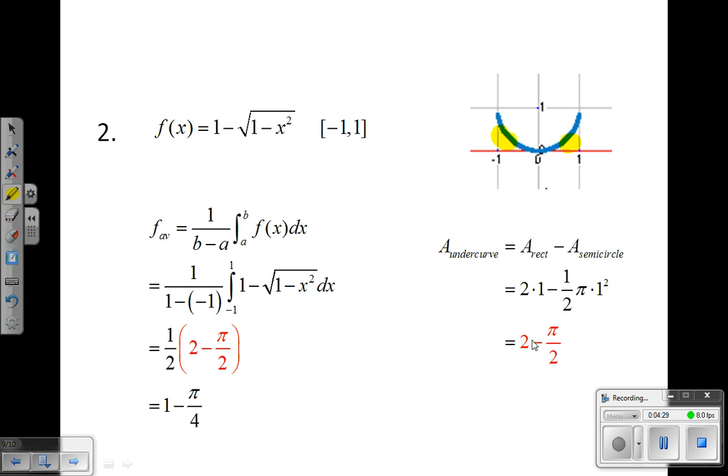So this is how much area is underneath the curve in the interval we're looking at. And the definition of integral is area under the curve. So this integral, we've actually figured out what it's equal to by using geometry, and we plug that in. Now this 1 over 1 minus -1 becomes a half. We get our answer that way.